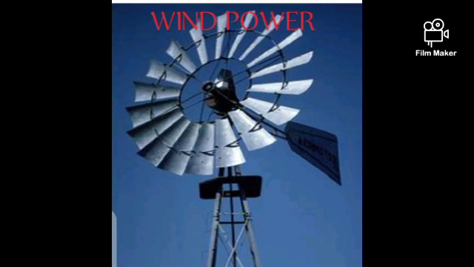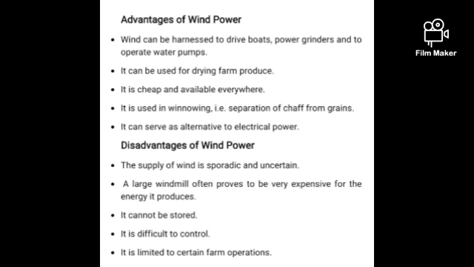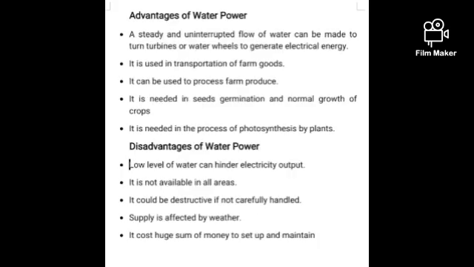This is a pictorial diagram of wind power. Advantages of wind power: it can be used for drying farm produce. It is cheap and available everywhere. It can serve as an alternative to electrical power. Disadvantages: it cannot be stored. It is difficult to control. It is limited to certain areas. The supply of wind is sporadic and uncertain. Wind power is difficult to control and cannot be stored.